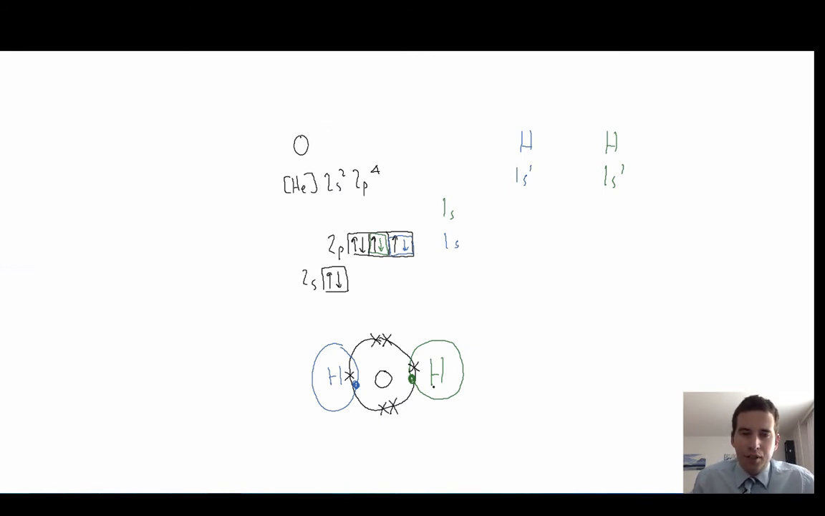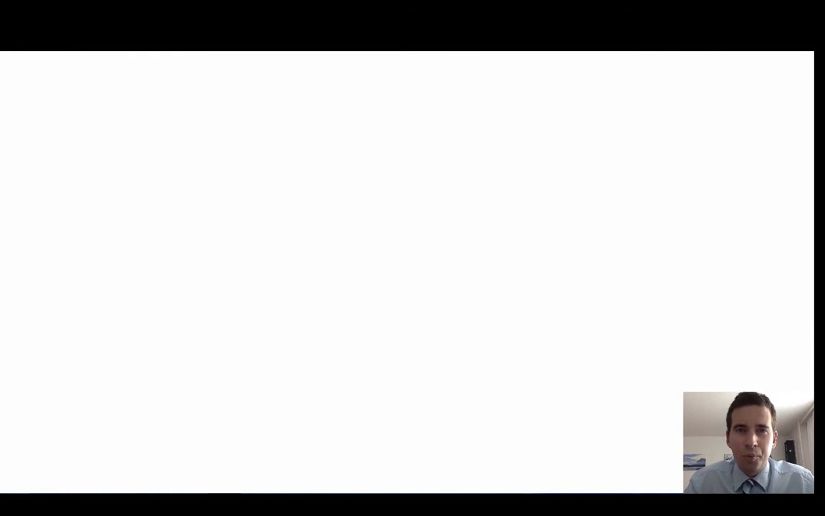So each hydrogen now effectively has 2 electrons in their outer shells because they're sharing one of the oxygen's. The oxygen makes 2 covalent bonds and then has 2 lone pairs, which are represented here and here. So that's a dot and cross diagram for water. So let's have a look at a slightly more complicated example.